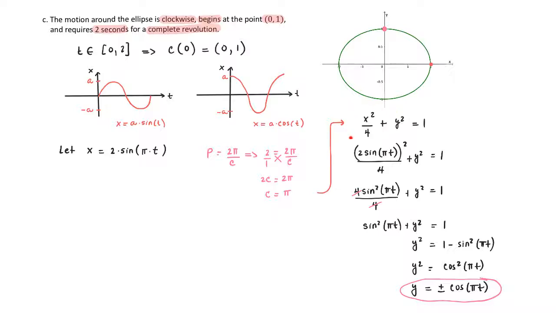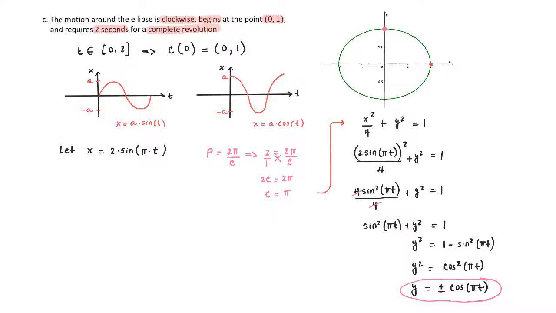Here I have the equation of the ellipse. Notice how I am substituting 2 sine of pi t into x. Then I square, I cancel things out. Then the goal is to solve for y, so I'm isolating y squared. When I do that, I get that y squared is equal to 1 minus sine squared of pi t. And then I use the identity that says that this expression is equal to the cosine squared of pi t. And then the square root of both sides takes me to two possibilities for y, plus or minus cosine of pi t.